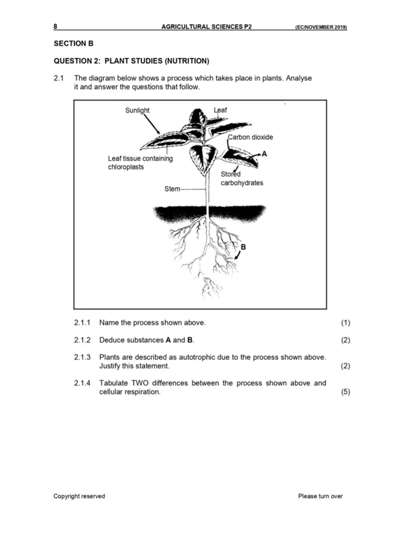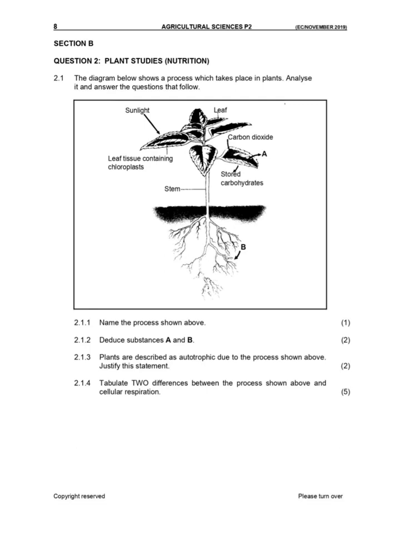So, now obviously, we have been given the idea, because we have sunlight there, we have carbon dioxide. So, name the process shown above. So, that is photosynthesis, right?